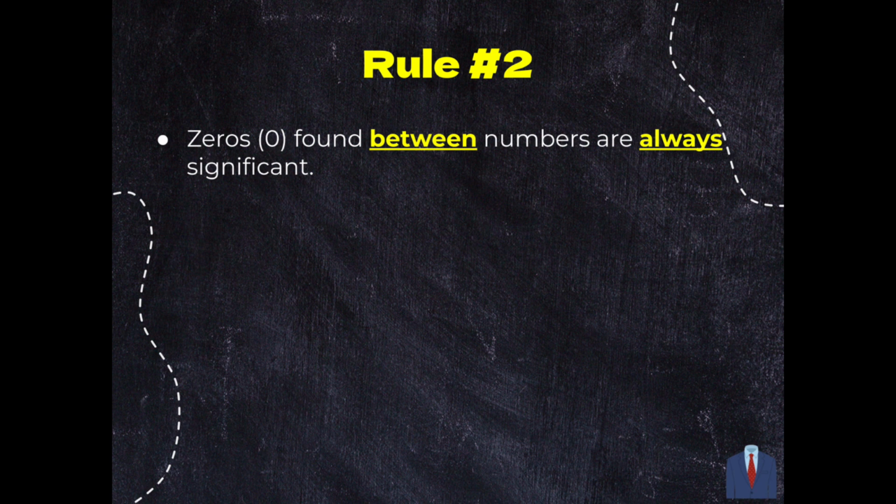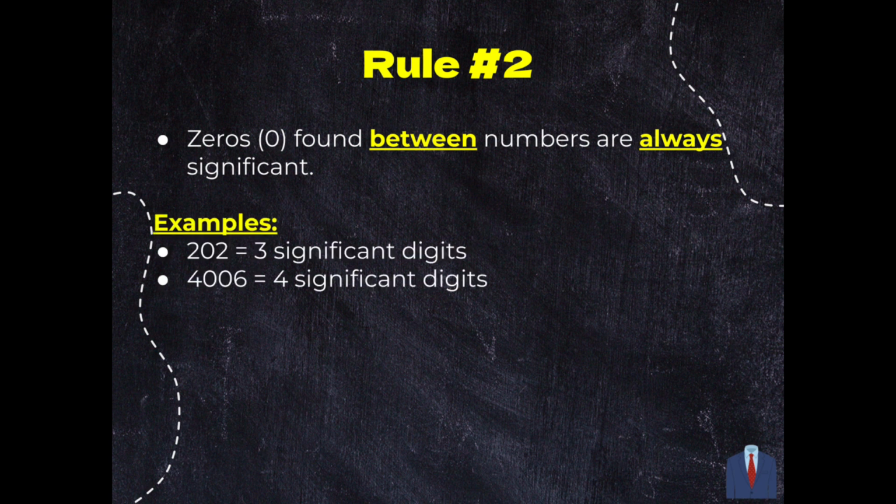Our second rule states that zeros found between numbers are always significant. An example of this is the number 202, as there is a zero enclosed between two other non-zero numbers, making 202 have 3 significant digits, and the number 4006 having 4.